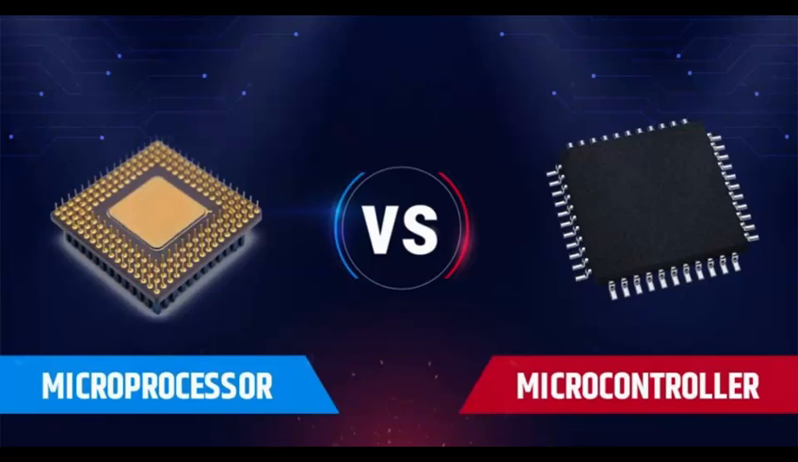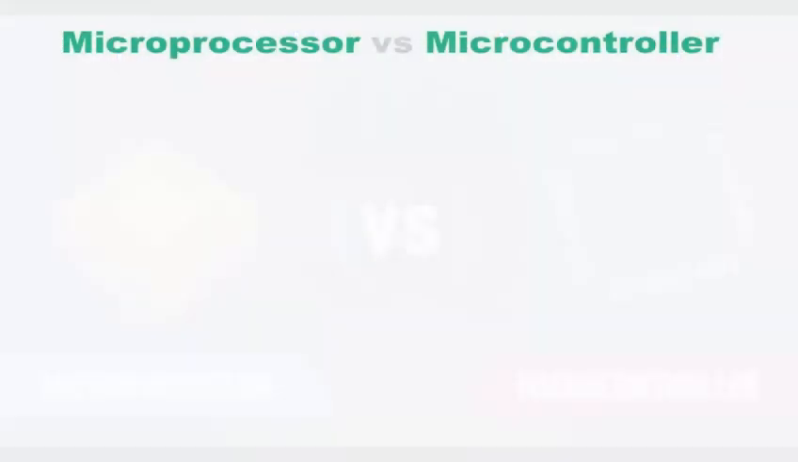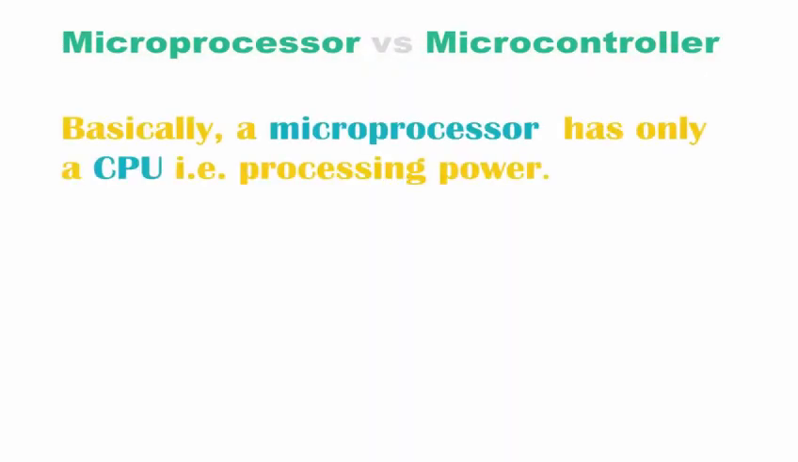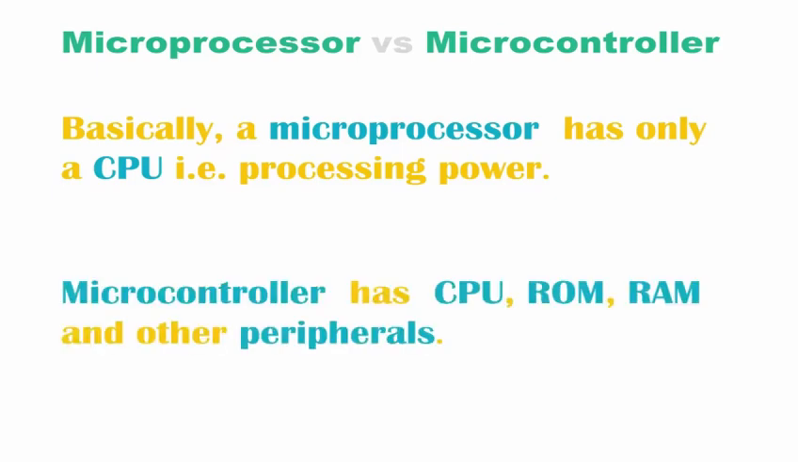Hello friends, in this video we'll see the difference between a microprocessor and a microcontroller. A microprocessor has only a CPU, and by CPU we mean just the processing power. A microcontroller, on the other hand, has a CPU, some memory and peripherals, and by memory we're talking about the random access memory, the RAM, and the ROM, the read-only memory.